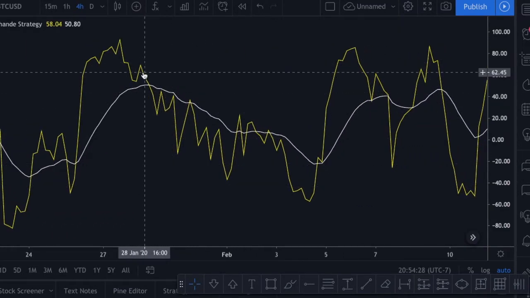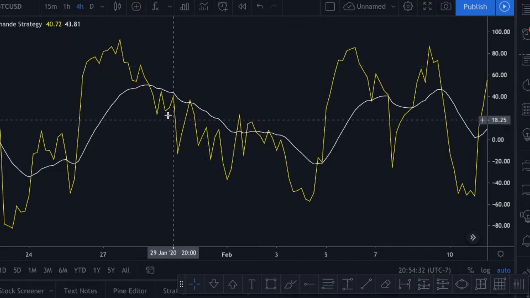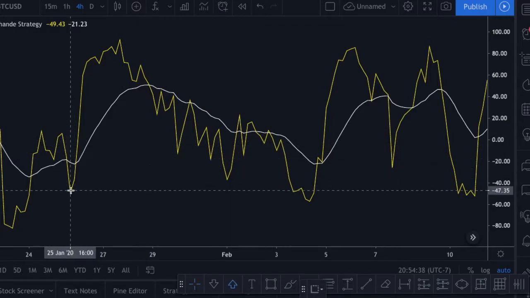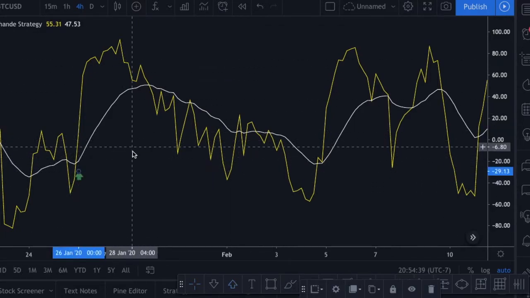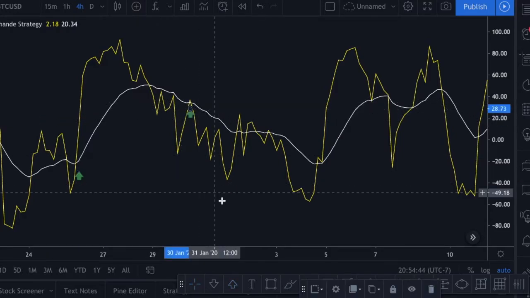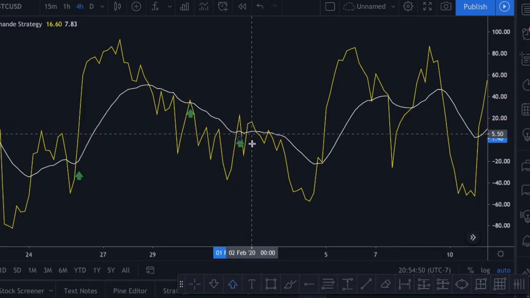It's just this yellow line oscillating back and forth between negative 100 and positive 100. And we have this white line, which is our signal line. We're going to be taking a buy position every time that the yellow line crosses above the white line. So we'd have one right around there. And then since that crossed over and came back down, there'd be a buy position right there, a buy position there, and so on and so forth.